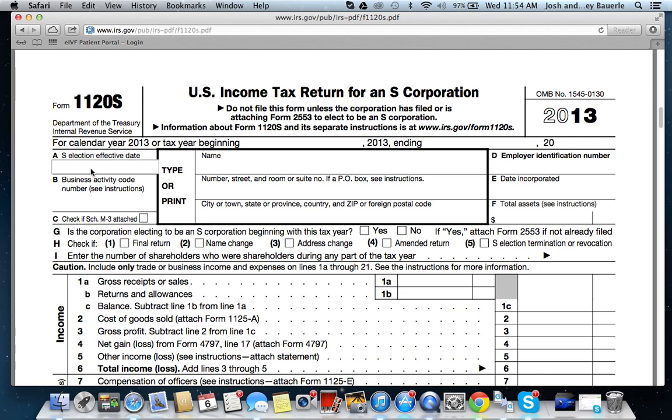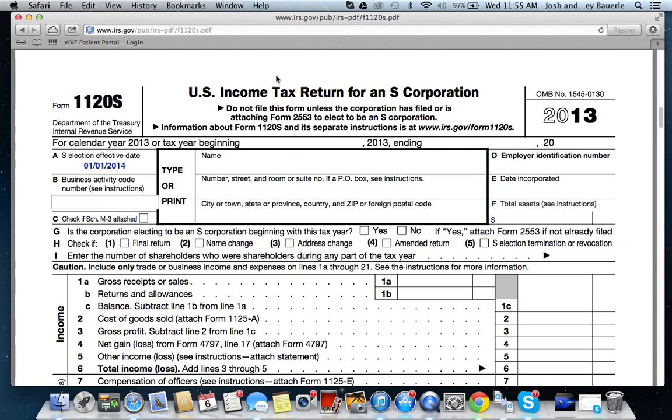Part A wants to know your S election effective date. This will probably be January 1st of whatever year you made the election. So let's assume that it was for this year. All right, so 1/1/14.